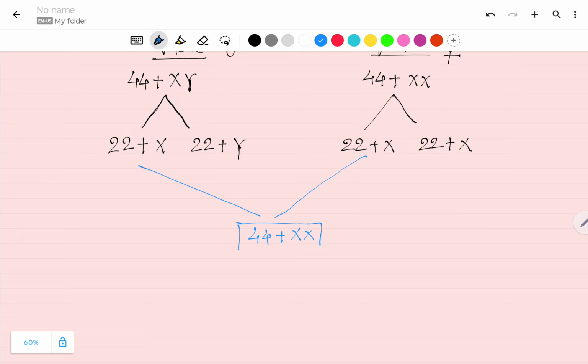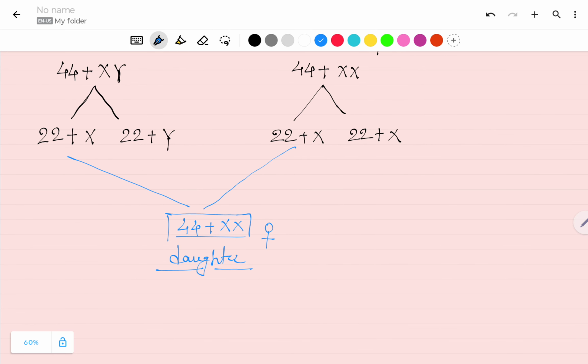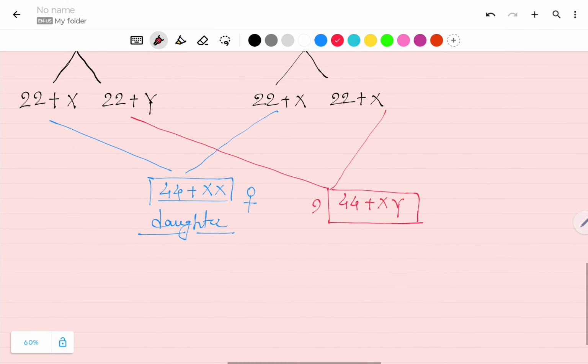Generally, this is called the daughter, represented by this symbol. Here, the male's Y chromosome and the female's X chromosome are written as 44 plus X and Y. They are considered male children. So here we write male or son.